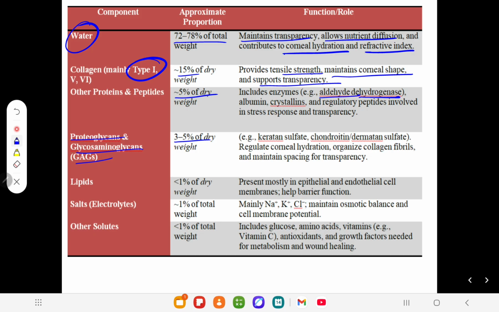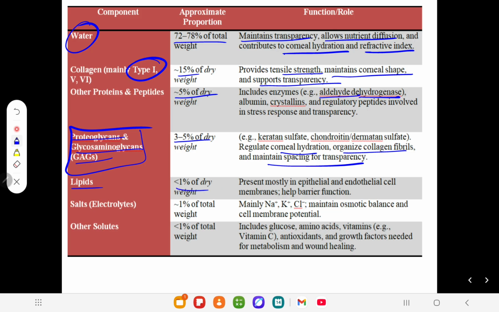Keratan sulfate, chondroitin sulfate and dermatan sulfate, these proteoglycans regulate corneal hydration, which is very important. They organize collagen fibrils and maintain the spacing for transparency, which is very important. We will definitely talk about it in transparency too.